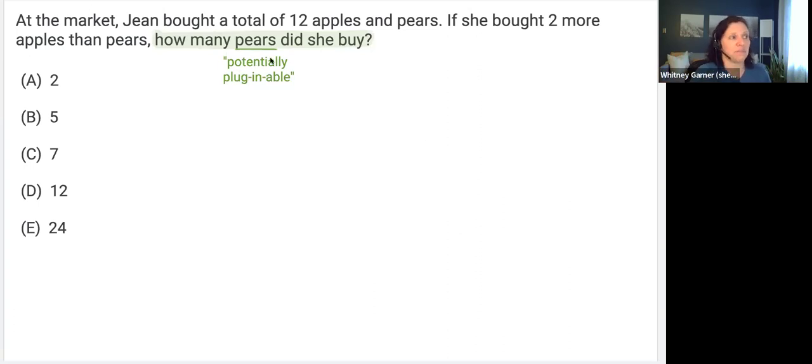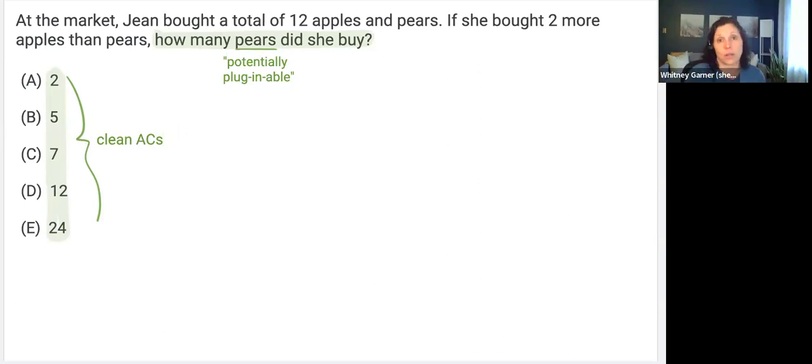The combination of a potentially plug-inable question with really clean answer choices tells me that this might be, if the algebra is kind of a mess, a good problem for me to work backwards by taking my answer choices and literally plugging them into the problem above. Just literally sticking them into the problem. Okay, so I've made that assessment.